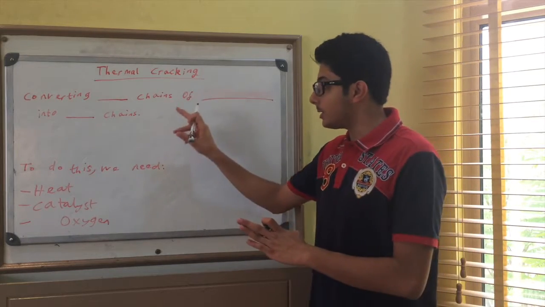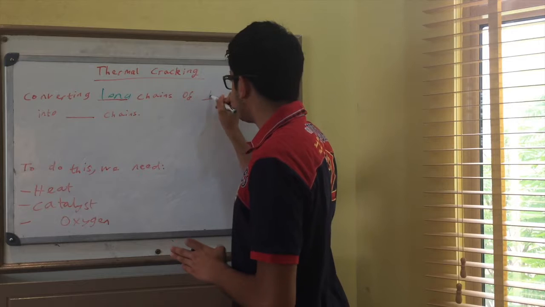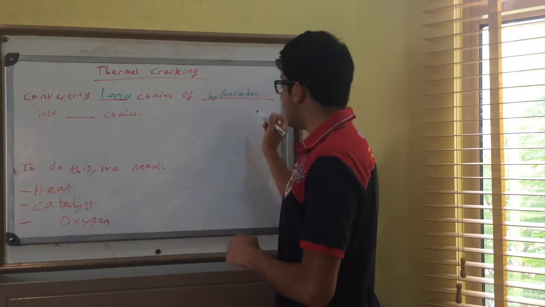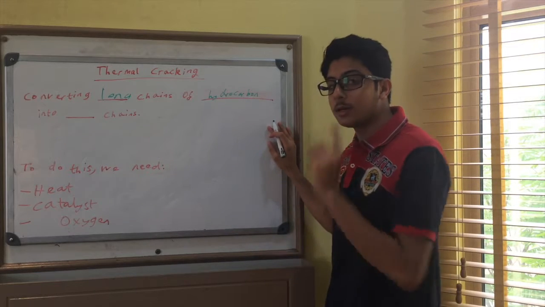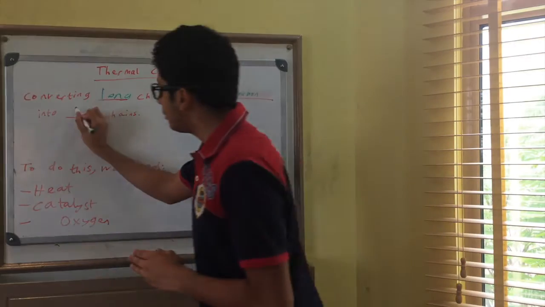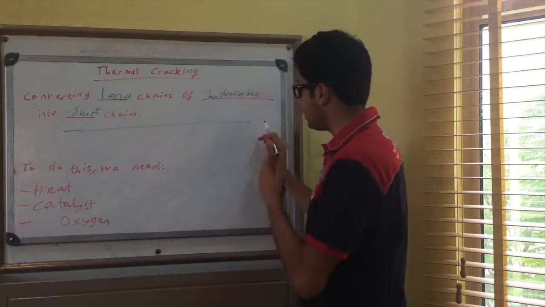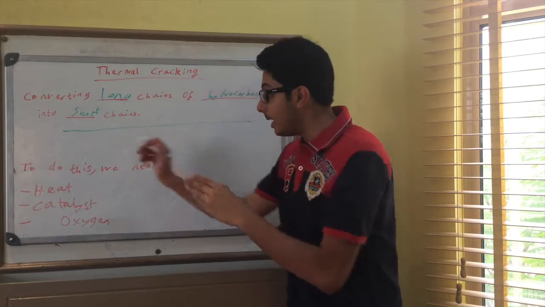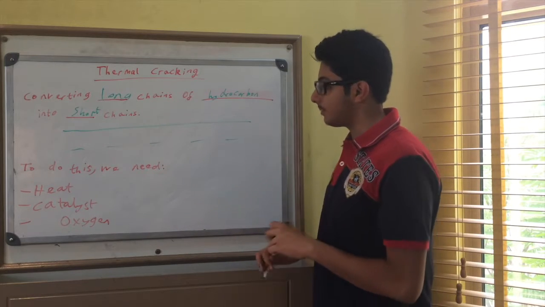Thermal cracking is converting long chains of hydrocarbons. What's a hydrocarbon? A hydrocarbon is a substance made of hydrogen and carbon only. So long chains into short chains. So this is one long chain, and if we go through the process of thermal cracking, it will convert this long chain into many short chains.